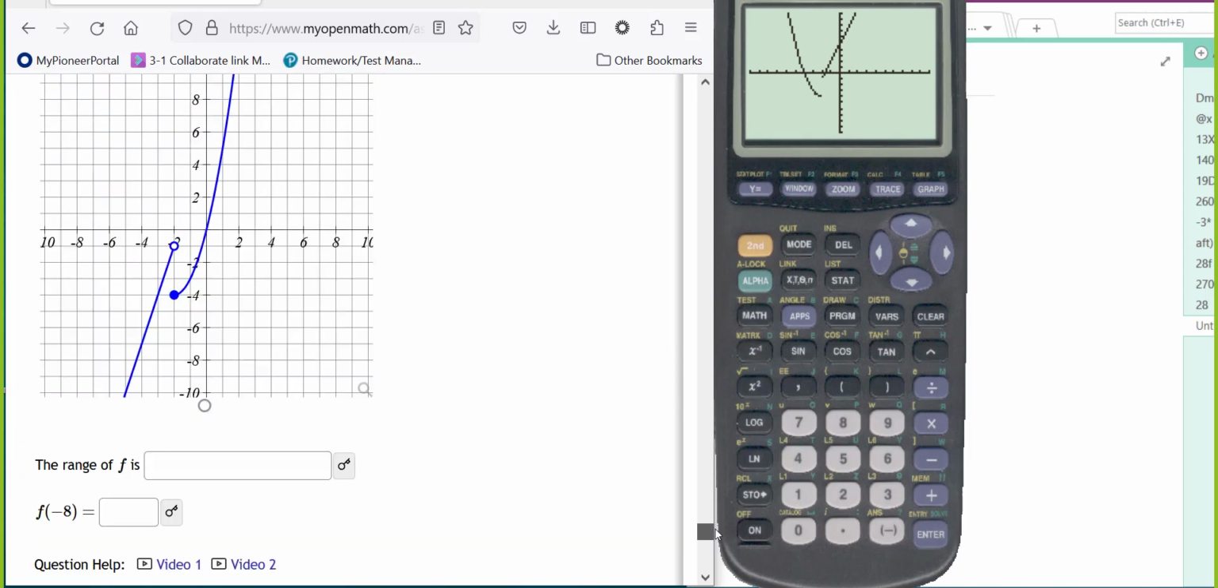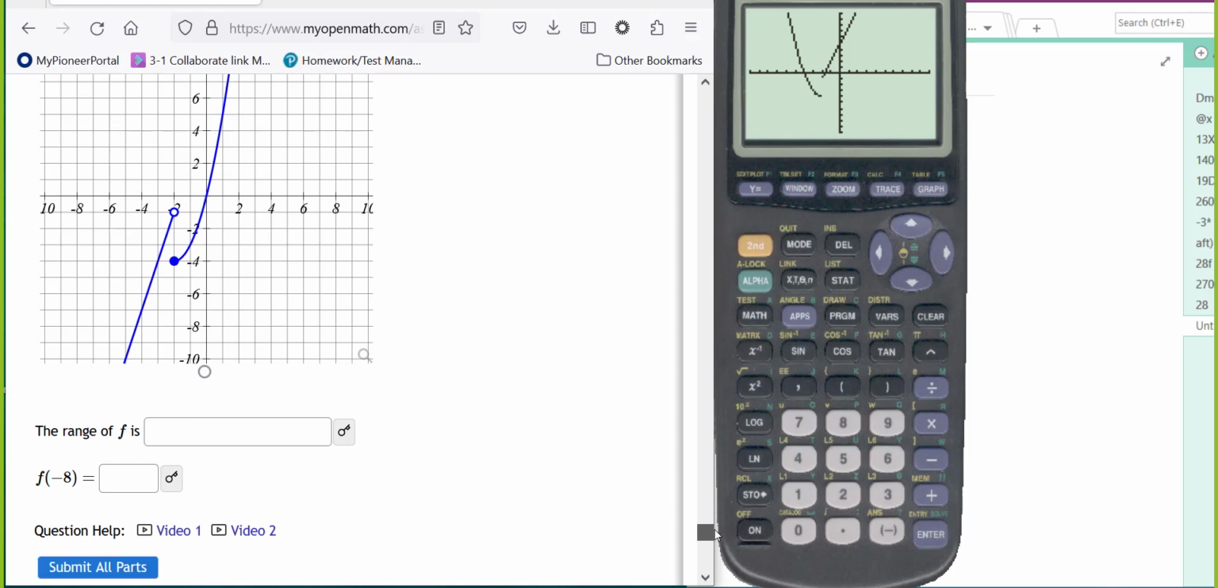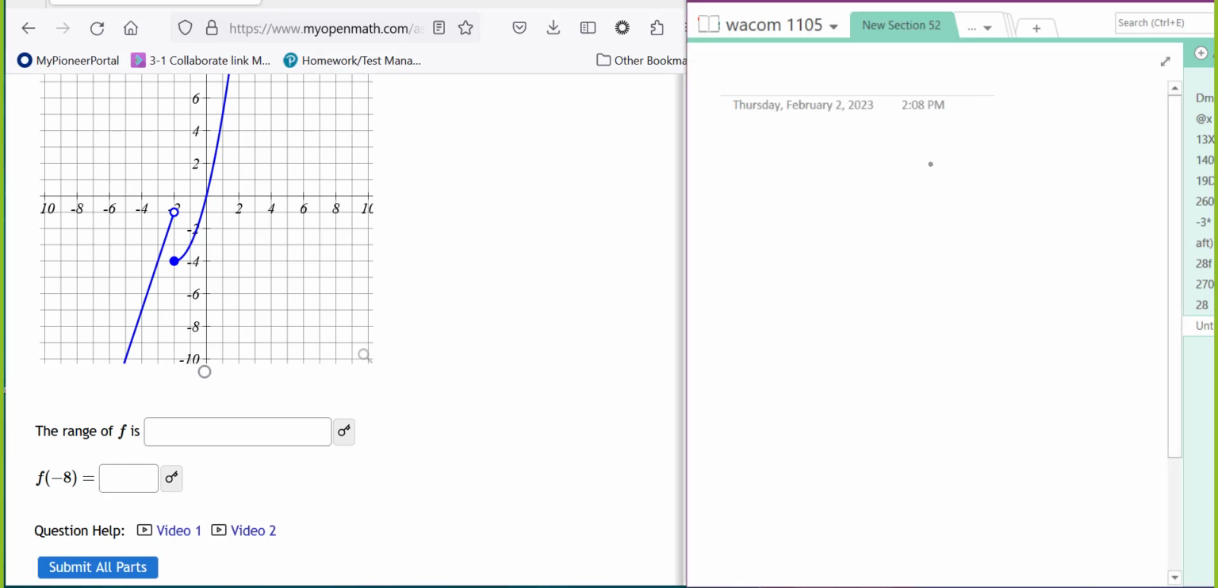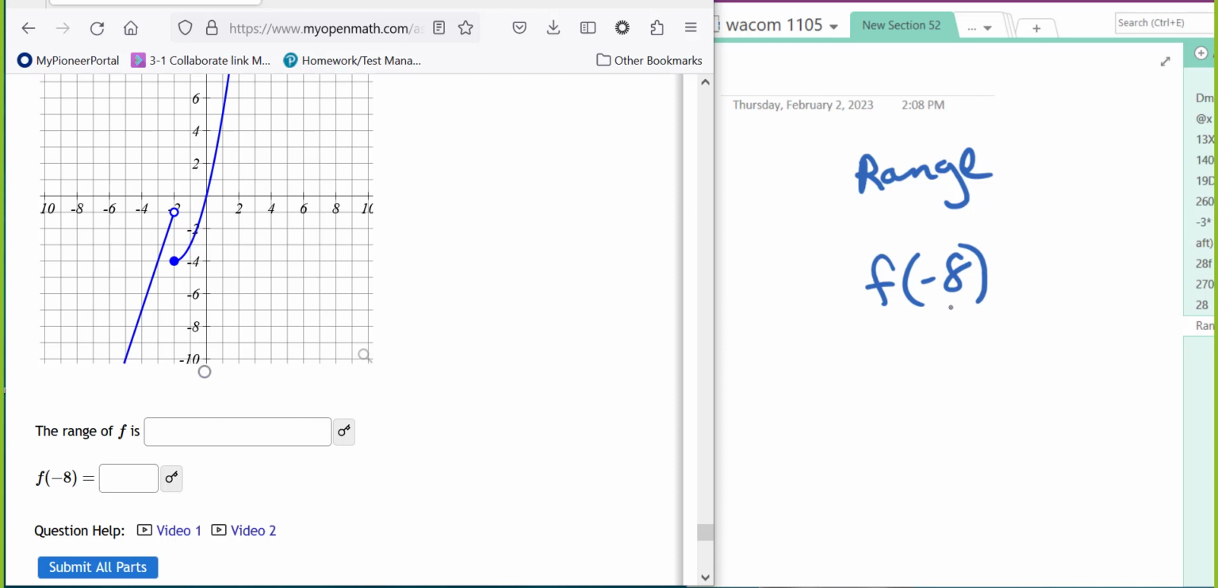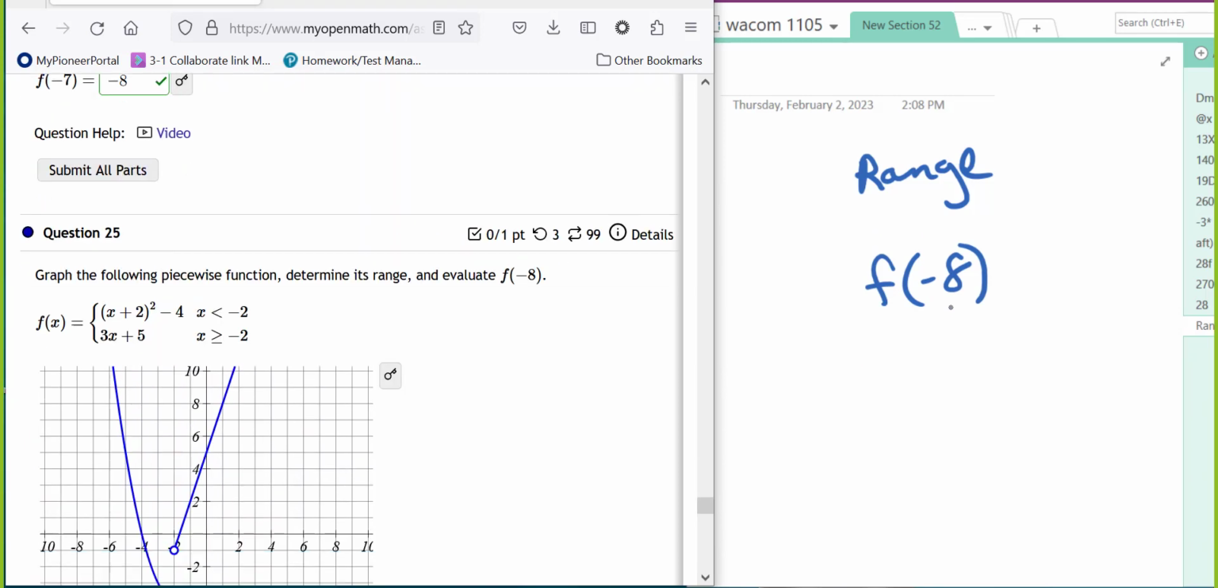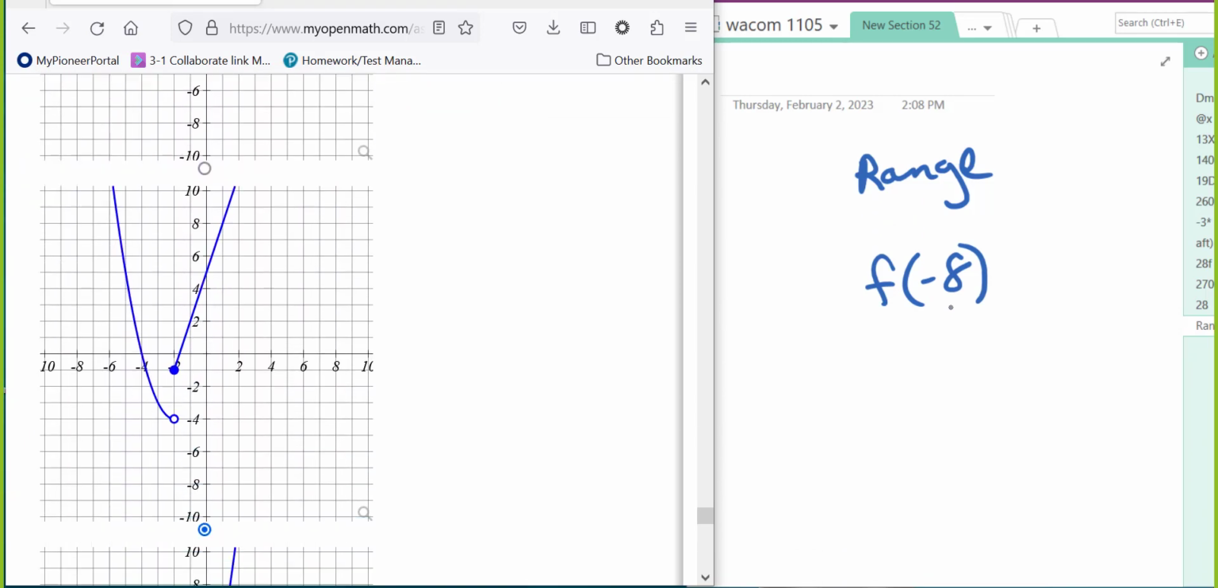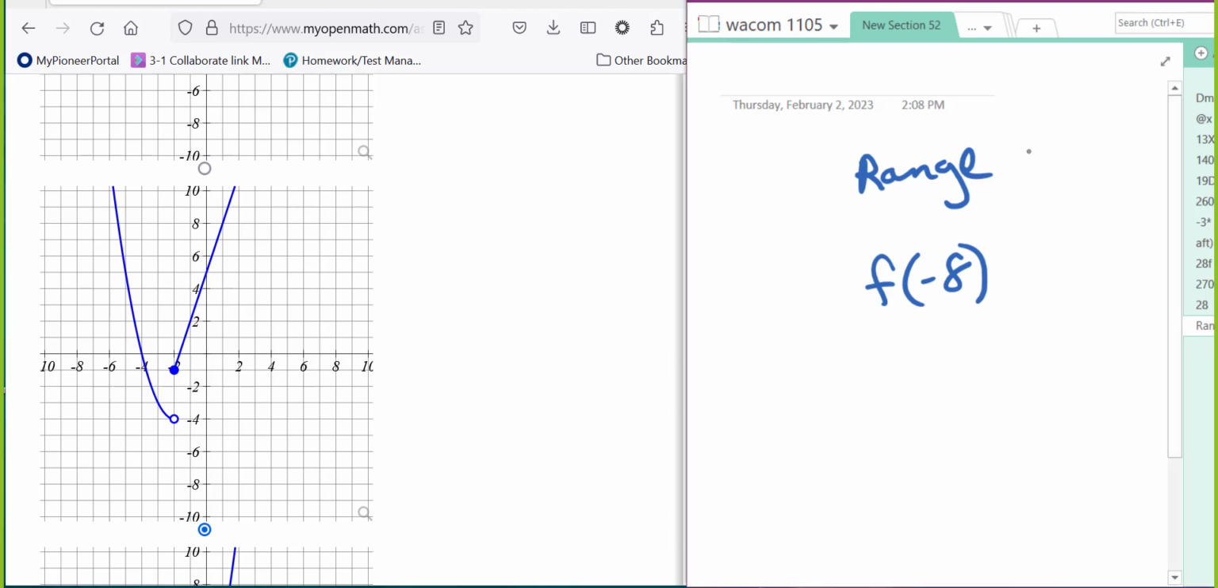All right. And I didn't answer the whole thing. So they want the range and they want to know f of -8. So we'll go back up to our picture for the range. We chose this one. So your lowest point is -4 and you're not touching it, and it goes up forever.